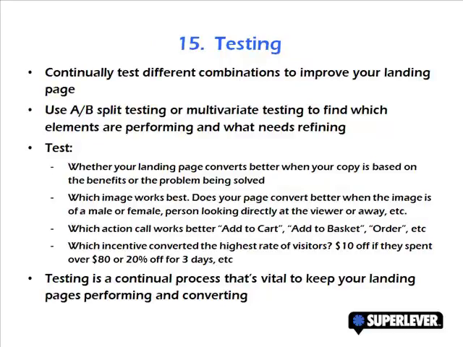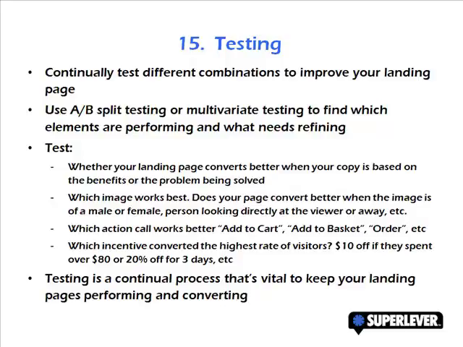There are so many elements to a good landing page. You should be continually testing different combinations and improving on your landing page. Once your conversion rate is 100%, then you can stop testing, sit back and write about the perfect landing page. Until then, use A/B split testing or multivariate testing to determine which elements are performing and then refine your landing page further based on the results.